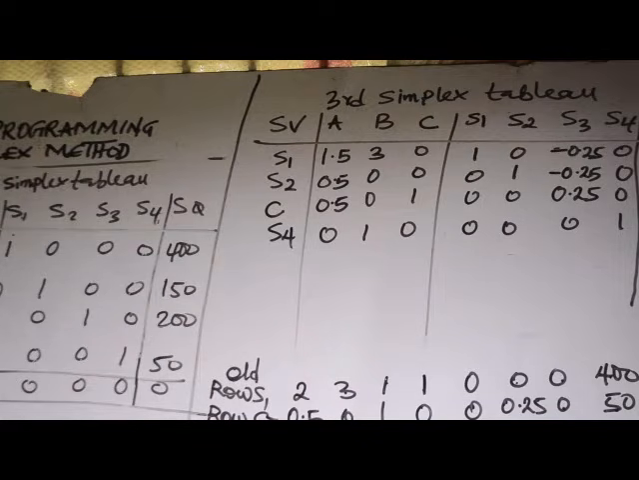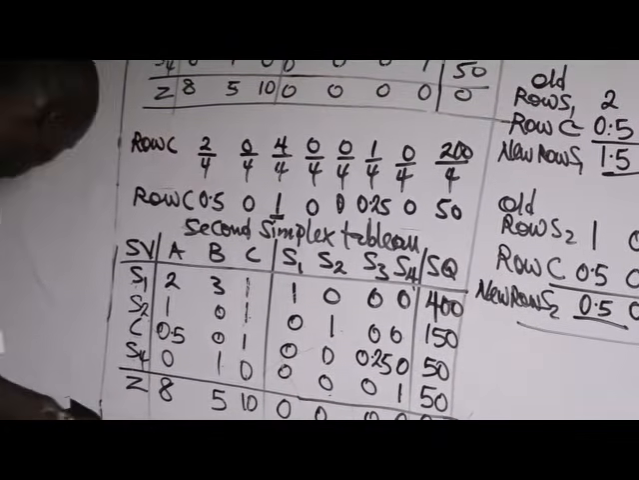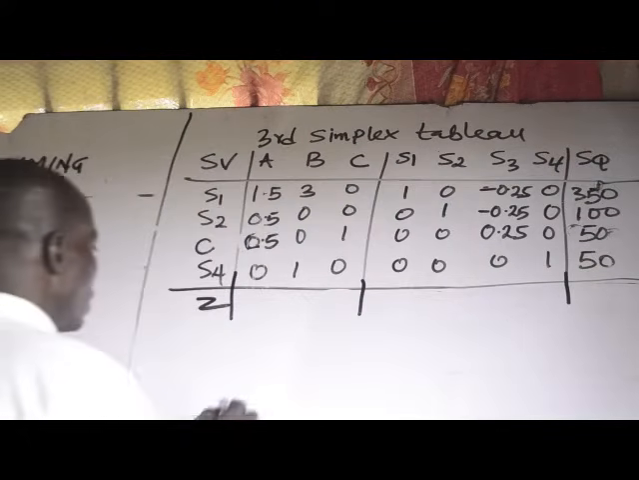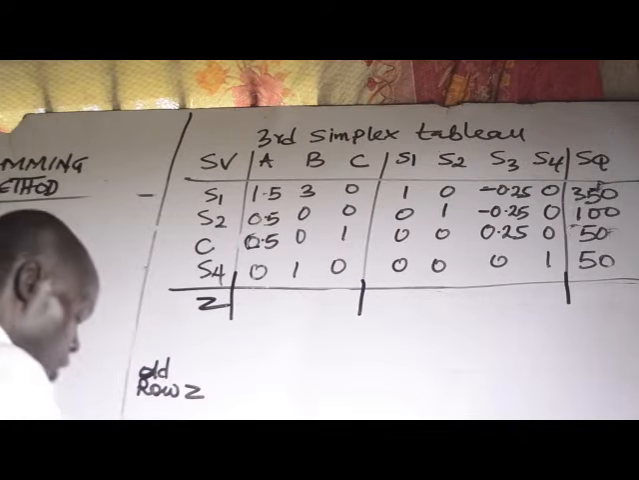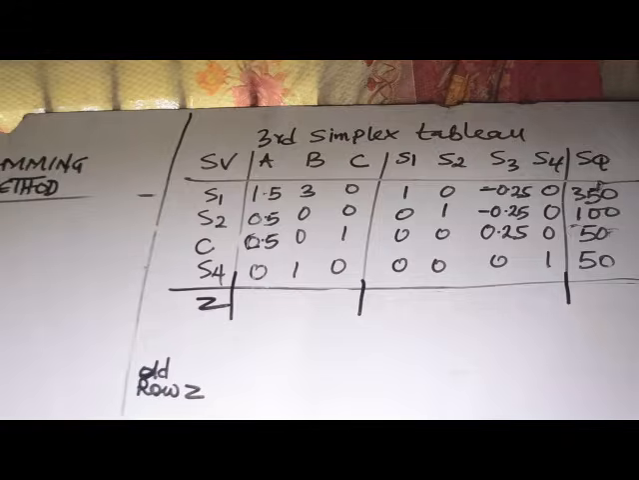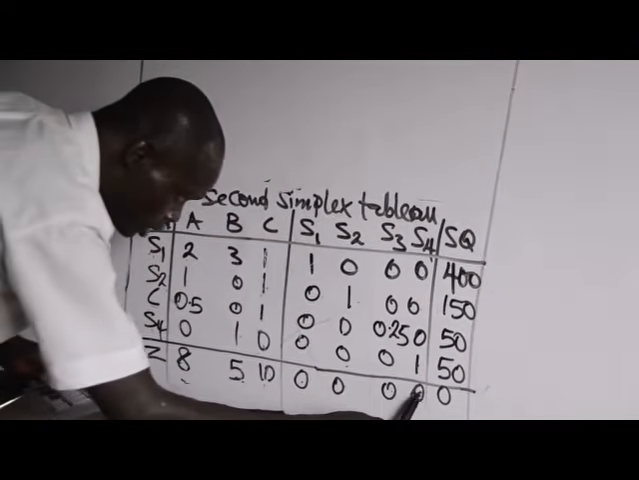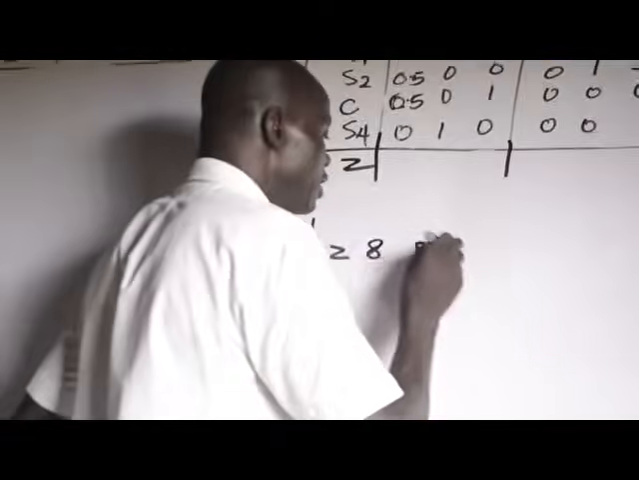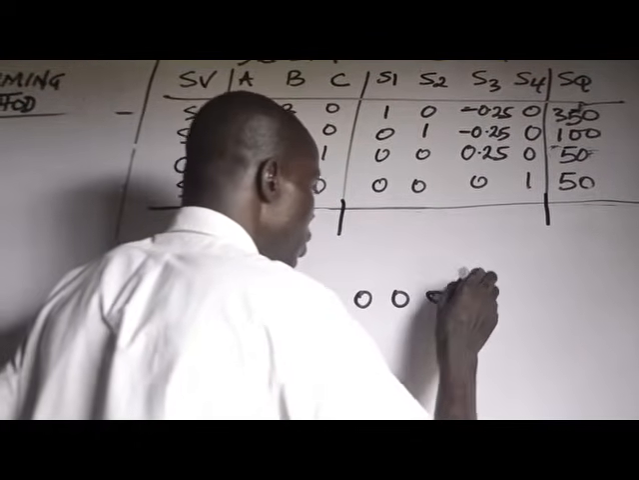Then the next thing is the objective function row. We want everything here to be 0. This row Z, that is our objective function row. So we have old row Z. The value of that row we have 8, 5, 10, 0, 0, 0, 0, and 0.